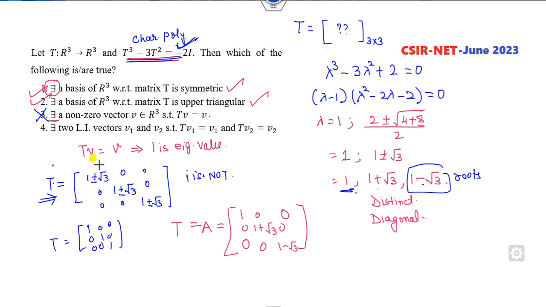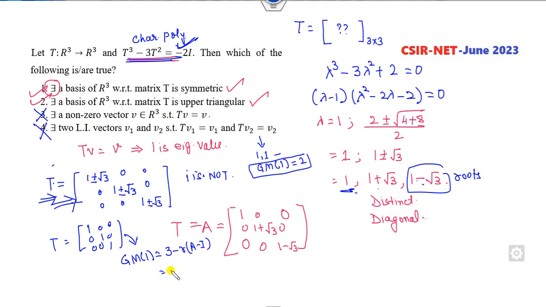Look at the another case. There exist two linearly independent vectors such that Tv equals v. What is the meaning of that? They simply said 1 occurs 2 times, or you can say the geometric multiplicity of 1 is 2. But again, if you consider this example, 1 is not an eigenvalue, so the geometric multiplicity is 0, which is again the wrong number. If you consider this example, what is the geometric multiplicity of 1? It is 3 minus rank of A minus I. So 3 minus 0 is 3, which is not equal to 2. So again this option is cancelled out.